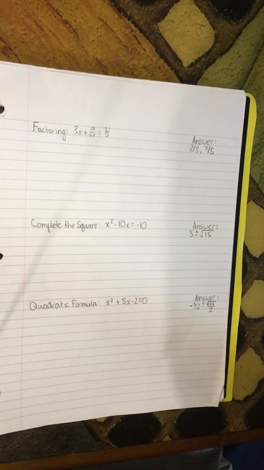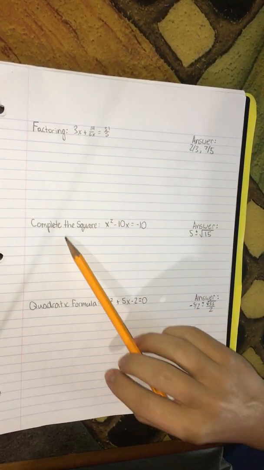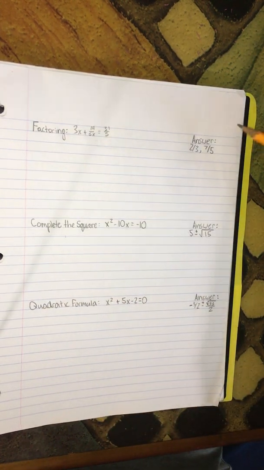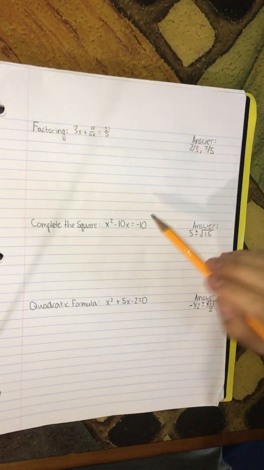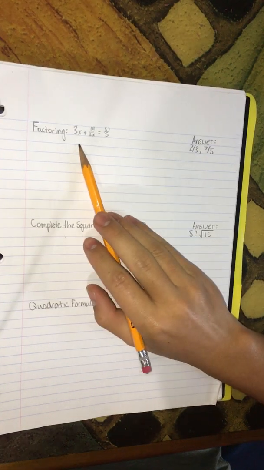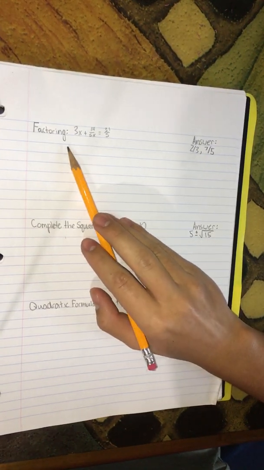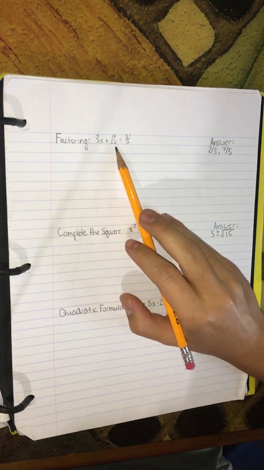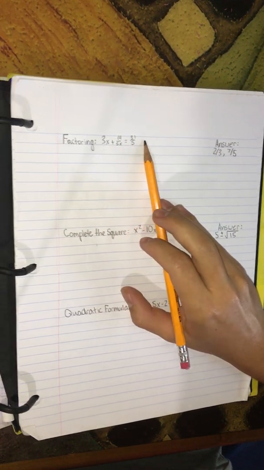So I'll do the three problems, one factoring, one complete the square, and one quadratic formula. I have the answers on the right side that you gave us. And my first equation for factoring is 3x plus 14 over 5x equals 31 over 5.